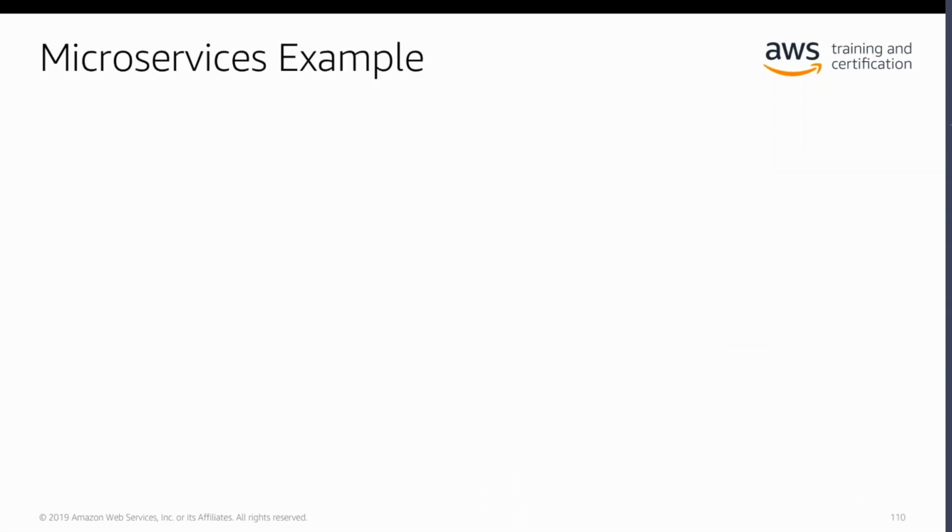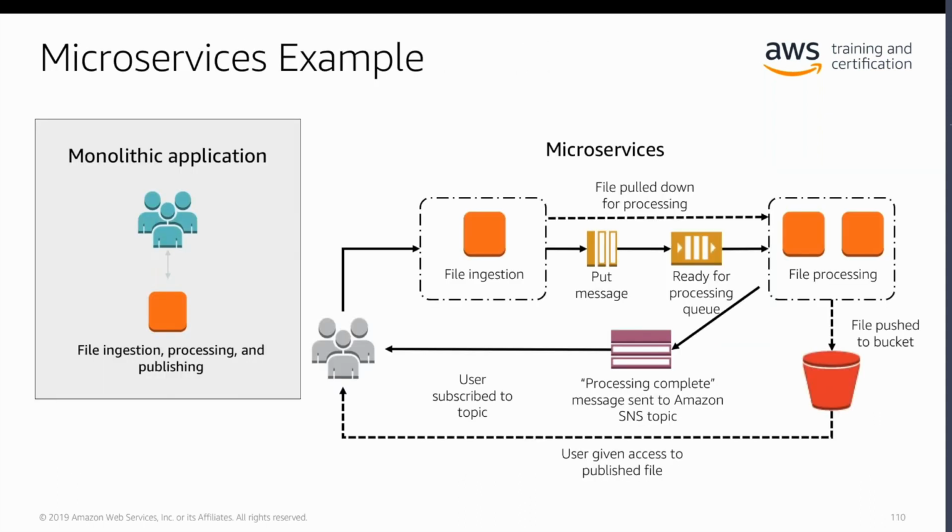Then you start to investigate microservices a little bit. You start to break out some of these individual components, and you run the file ingestion piece on an EC2 instance and pull that into the cloud, and then you use some queues to communicate with the file processing layers, and those are running on EC2 instances that push the files into buckets and then send notification alerts to users and let them know, hey, the file processing has been done. And so we start to decouple that a little bit.